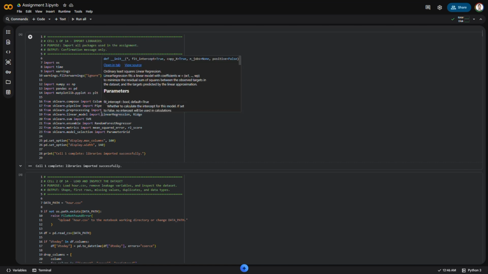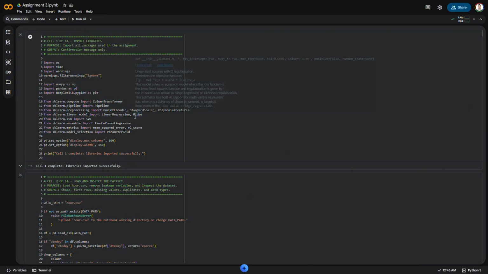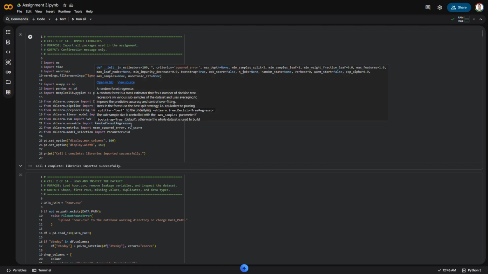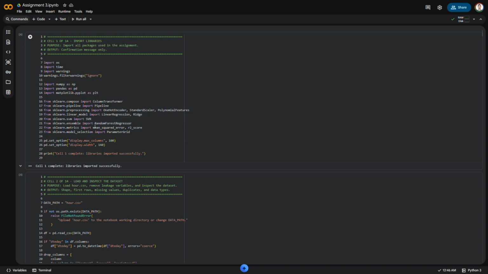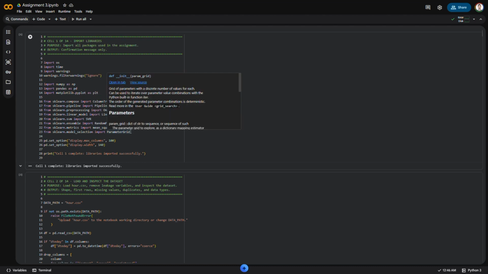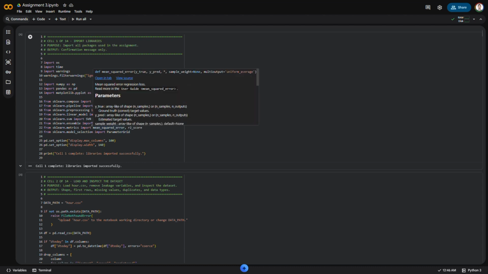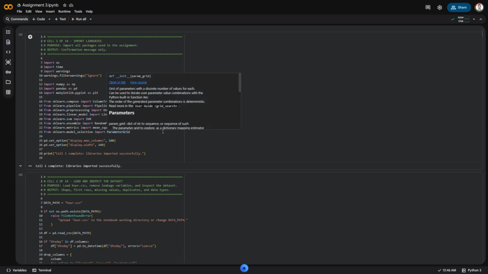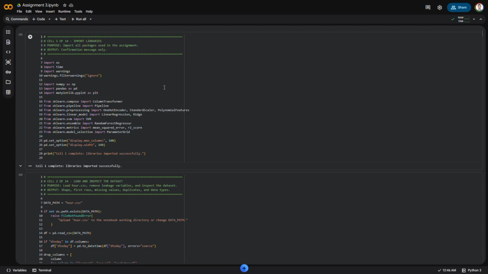I implemented 5 regression models, including linear regression, ridge regression, polynomial regression, support vector regression, and random forest regression. Then I compared their performance using root mean square error and R squared to determine which model performed the best.